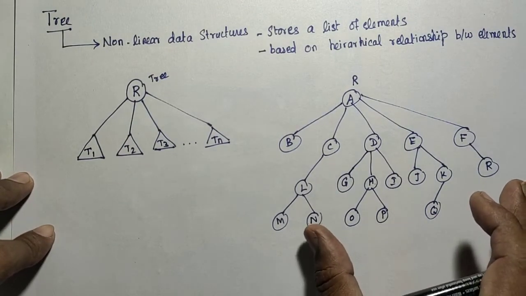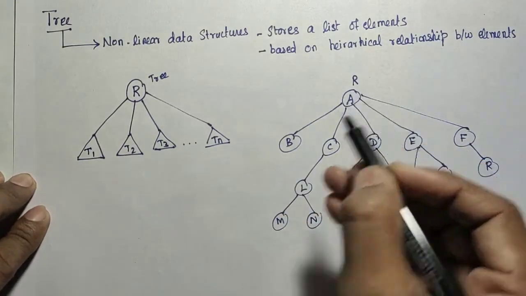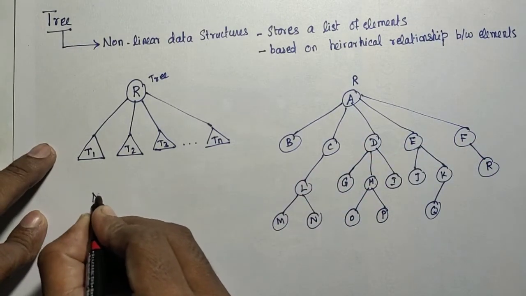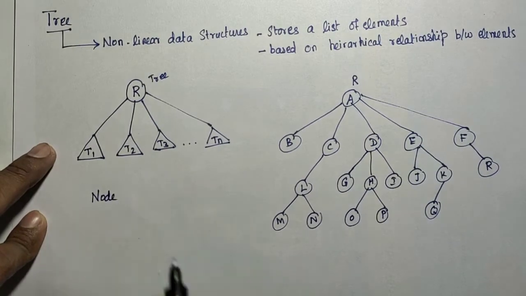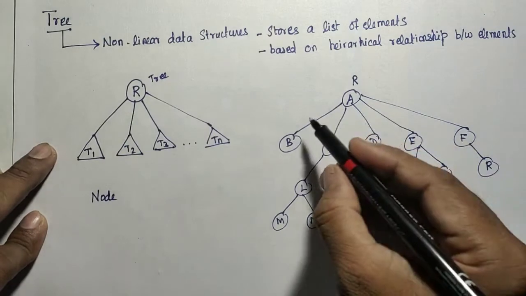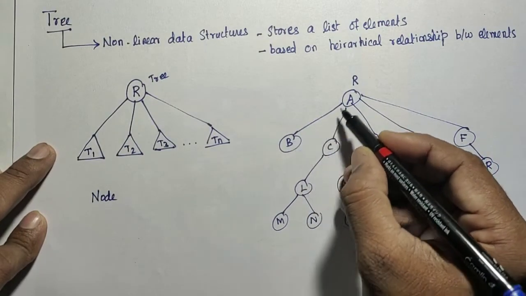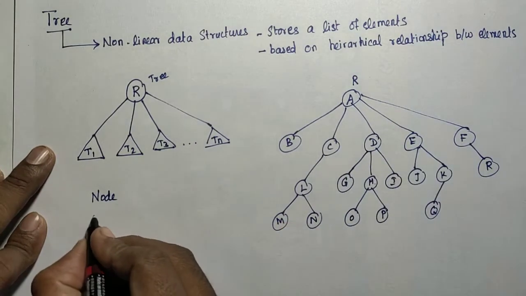In the tree, there are two basic terms. Each element is called a node. The link between the elements, A to B, is called an edge.